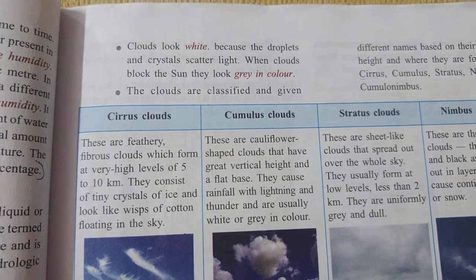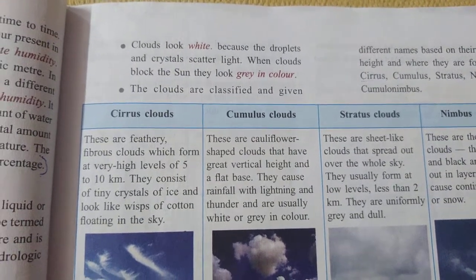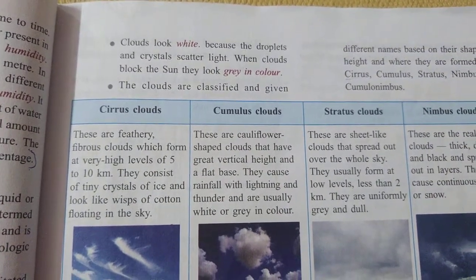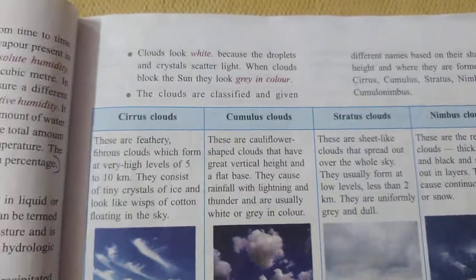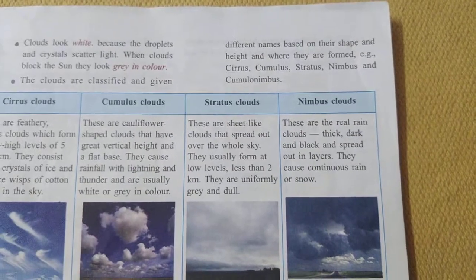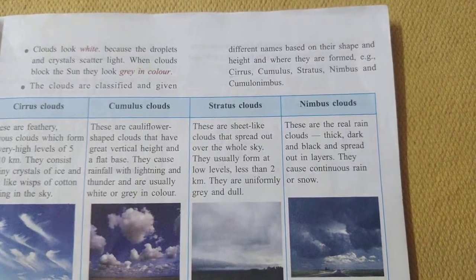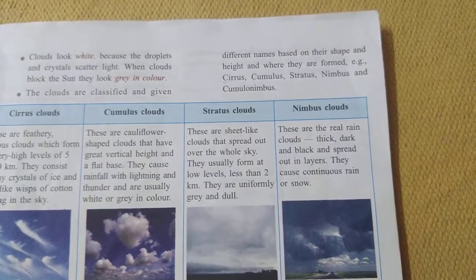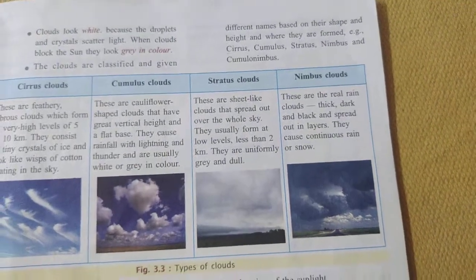Clouds look white because the droplets and crystals scatter light. When clouds block the sun, they look grey in color. The clouds are classified and given different names based on their shape, height, and where they are formed. Examples: cirrus, cumulus, stratus, nimbus, and cumulonimbus. Here there are four types of clouds mainly.